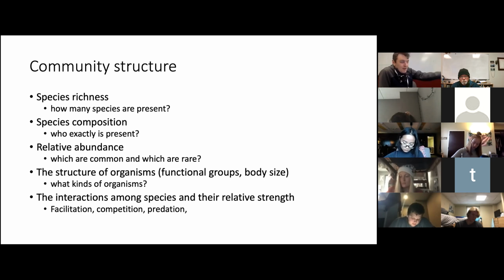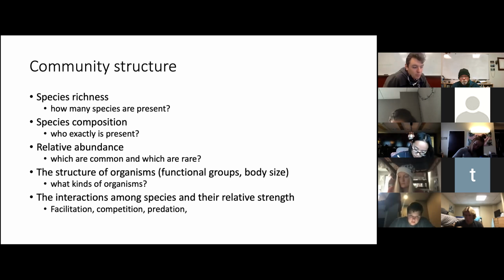It's not all about species. You can also group organisms into functional groups. In the case of animals, we often group things by body size. In the case of plants, as you'll see, we often group things by the type of photosynthesis. So we mentioned C4 and C3 photosynthesis in grasses. Those are 2 functional groups, different ways of capturing energy from the sun.